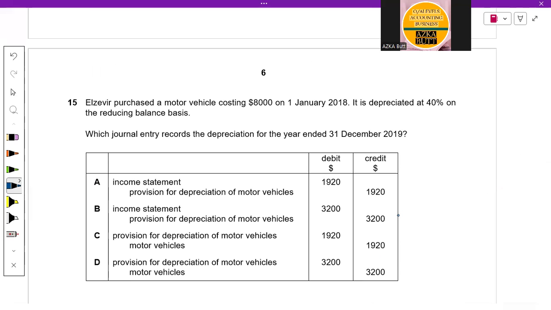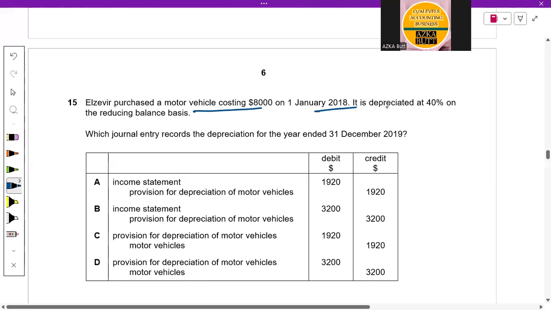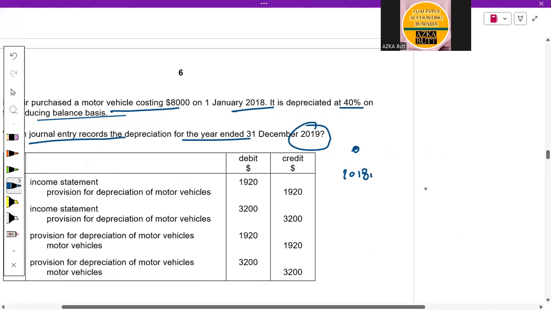And now let's see the other question. So, Elsevier purchased a motor vehicle costing $8,000 on 1st January 2018. It is depreciated at 40% on the reducing balance basis. So, which journal entry records the depreciation for the year end 31st December 2019? Okay. So, first of all, in 2018, we are going to charge depreciation on this vehicle. So, $8,000 was the cost, and the 40% is the depreciation.